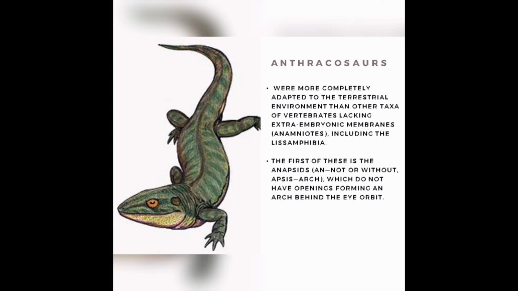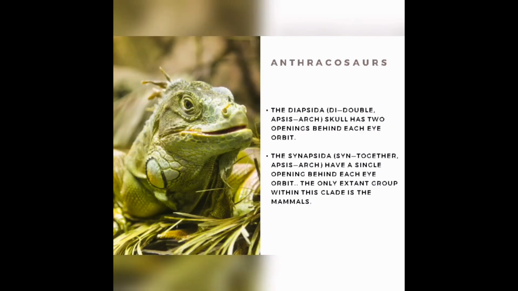The fossil record shows the first amniotes were small and lizard-like in their appearance. Their adaptive radiation led to three patterns of skulls: the Anapsida, Diapsida, and Synapsida. The first of these is the Anapsids, which do not have openings forming an arc behind the eye orbit. The Diapsida skull has two openings behind each eye orbit, while the Synapsida have a single opening behind each eye orbit. The only extant group within this clade is the mammal.